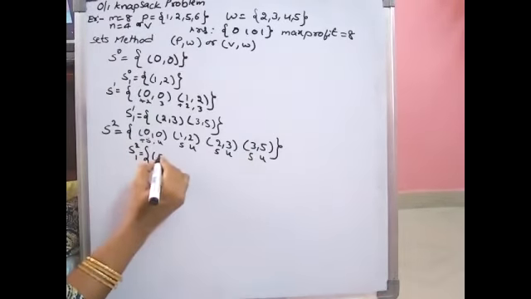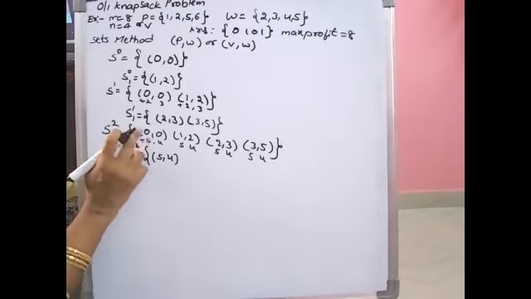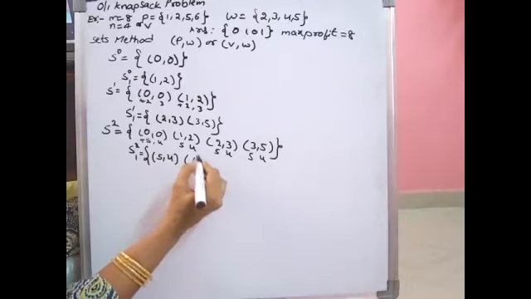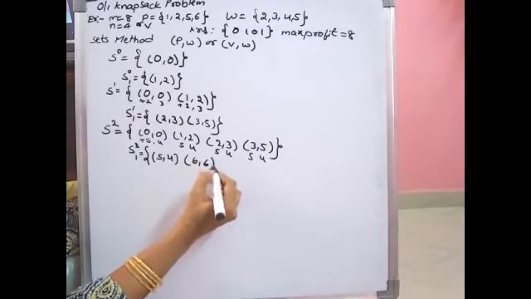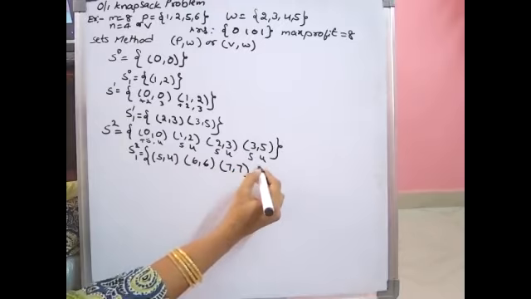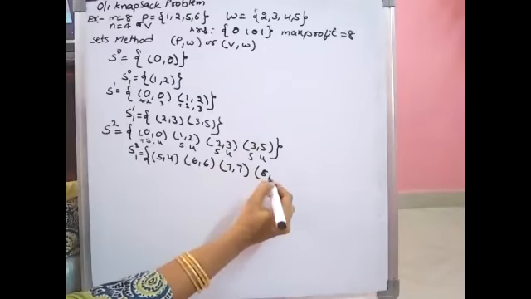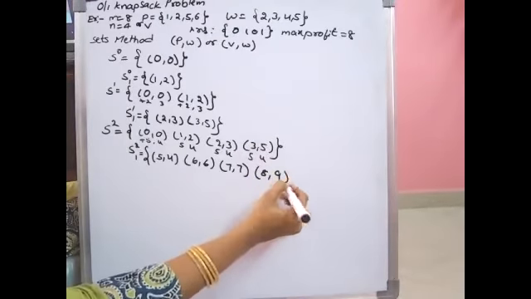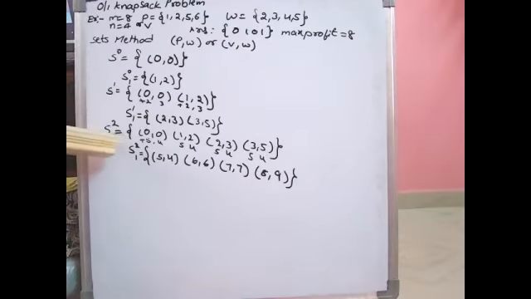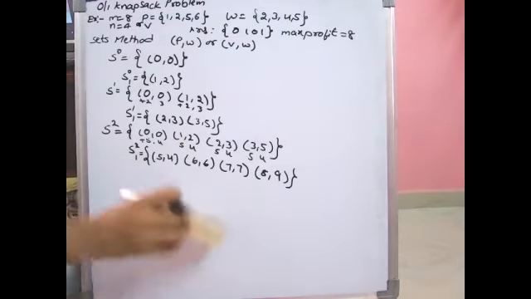So what are the ordered pairs I am getting here? 0 plus 5, 5; 0 plus 4, 4. Now here 5 plus 1, 6; 4 plus 2, 6. The ordered pairs I got: 5 plus 2, 7; 4 plus 3, 7; 5 plus 3, 8; and 5 plus 4, 9. So I got this one. For set 2, after the inclusion of the second object, now I try to include one more object.